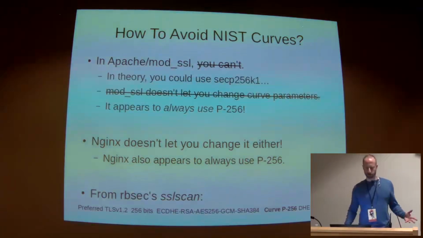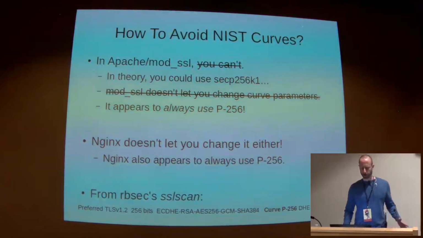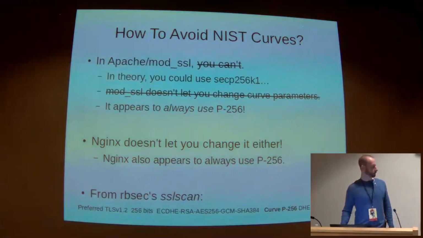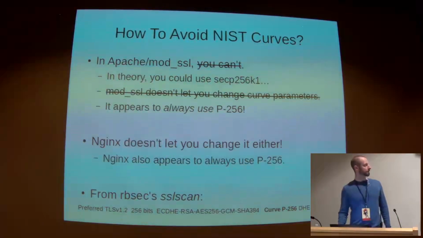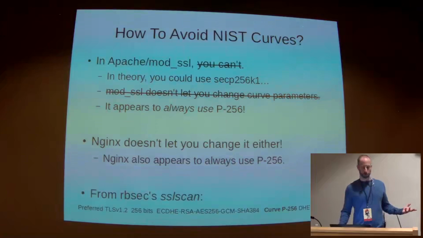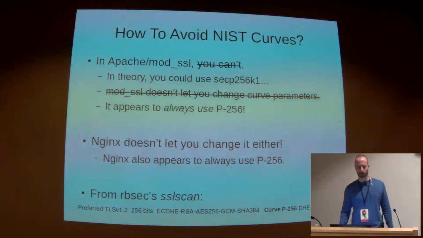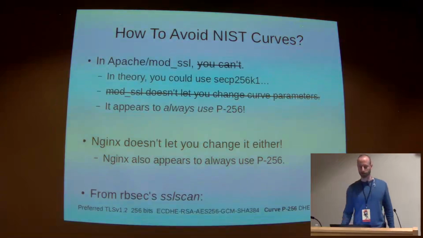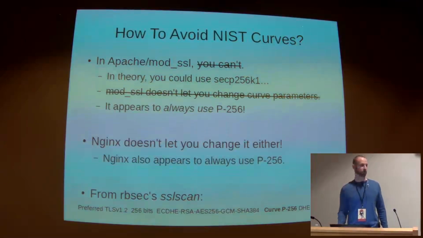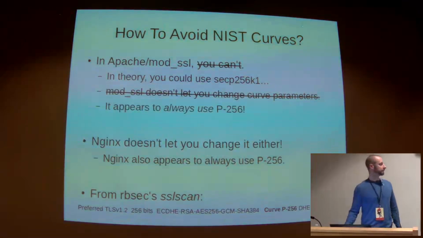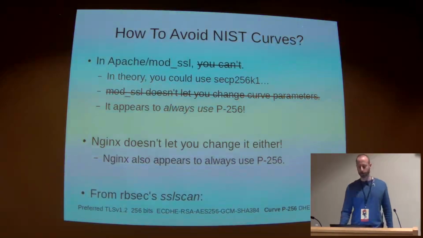So I was going to say that in Apache and mod_ssl you just can't, and it's fixed, but it turns out I was wrong. You can, in theory, still use any of the other curves, because if you recall what I said before, the SEC2 curves were incorporated into TLS. So there's more than just the P curves. There's secp256k1, the Bitcoin curve. In theory, you can use that.